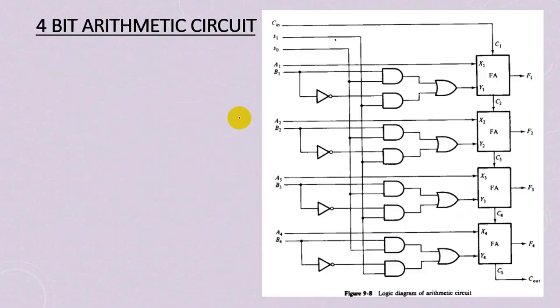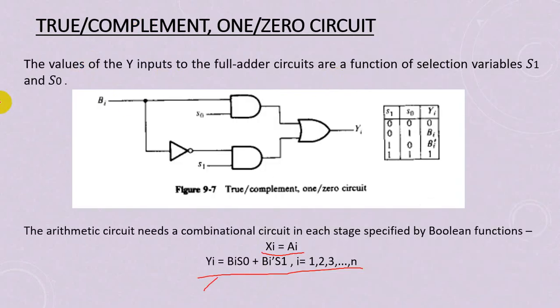This is our complete design. X equals modified A, Y equals modified B. There is no modification of A in the arithmetic design, so X1 equals A1, and Y equals modified B. The circuit we have designed, we will just replace here for Y, where Y equals modified B.